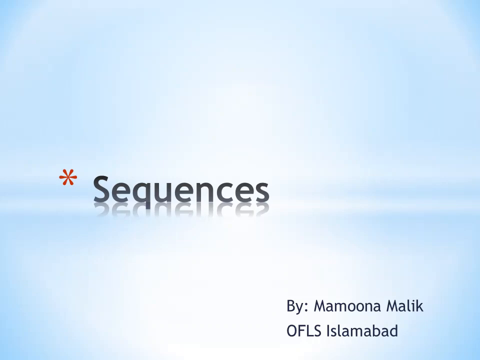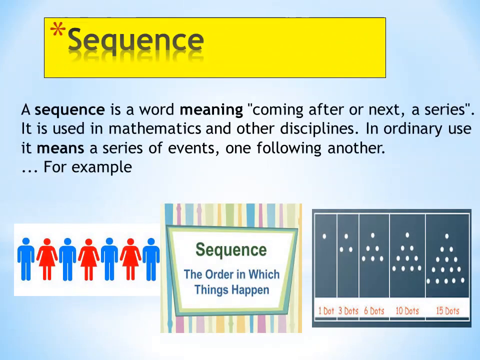Today our topic is sequence. What is a sequence? In our daily life, sequence is a word meaning coming after or next. For example, a series. It is used in mathematics and other disciplines. In ordinary use, it means a series of events, one following the other. For example, sequence is the order in which things happen.